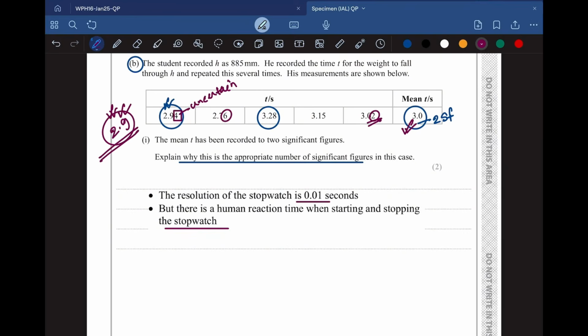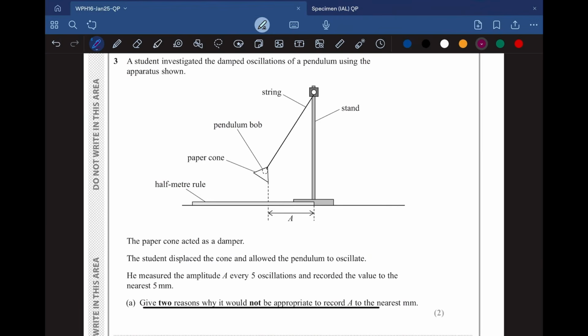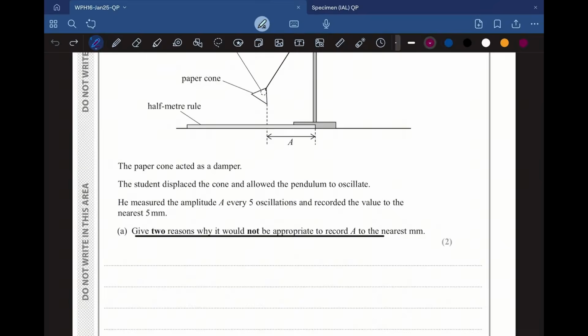Now why I'm showing this question is because it relates to the Jan 2025 paper. It says give two reasons why it would not be appropriate to record A to the nearest millimeter. This is quite relatable to the question that we have seen just now. So let's relate it with meters, which will be more relatable. 5 millimeters can be taken as 0.005 meters, right? 0.005 meters.